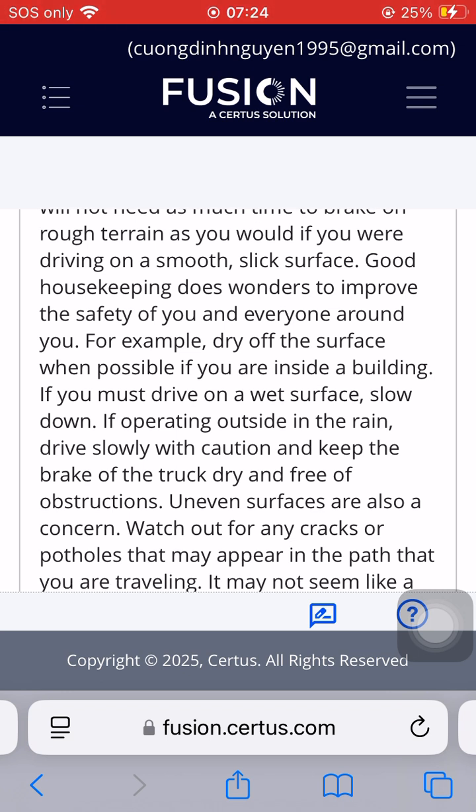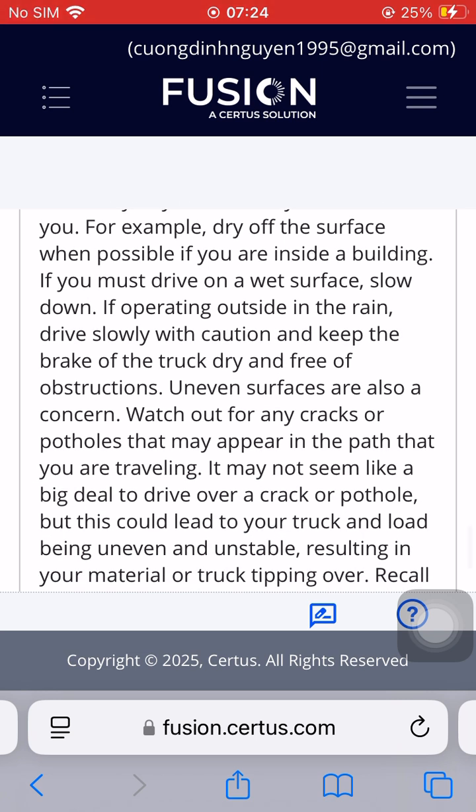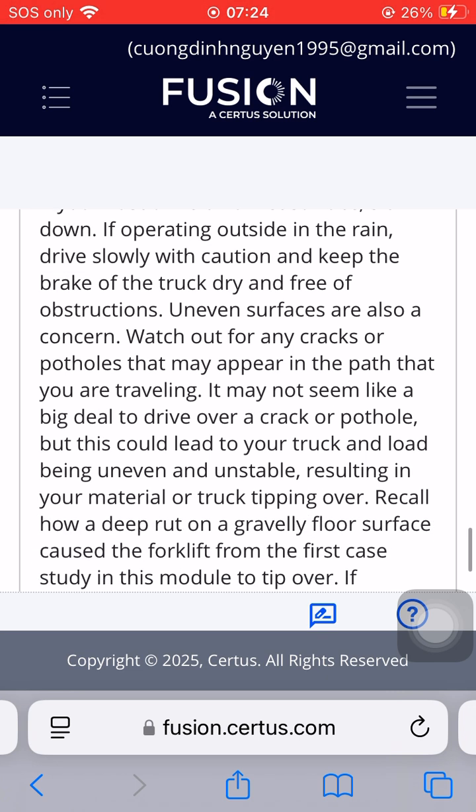Good housekeeping does wonders to improve the safety of you and everyone around you. For example, dry off the surface when possible if you are inside a building. If you must drive on a wet surface, slow down. If operating outside in the rain, drive slowly with caution and keep the brake of the truck dry and free of obstructions. Uneven surfaces are also a concern.